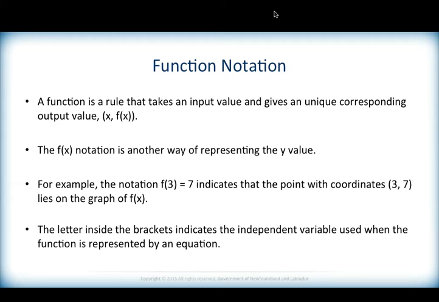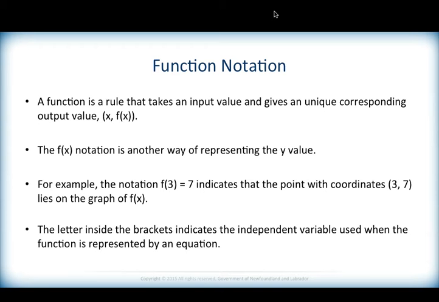So for example, the notation f of 3 equals 7. This indicates that the point with coordinates 3 and 7 lies on the graph of f of x. So if you need to write the coordinate from the function notation, keep in mind that what is in the bracket is the independent variable, so that will always be your x coordinate. If you're going to graph it on the grid, you would have your horizontal axis, that will be your 3. And then you would move up to the positive 7 because that is your vertical axis, the y value, or the f of x value, the dependent.